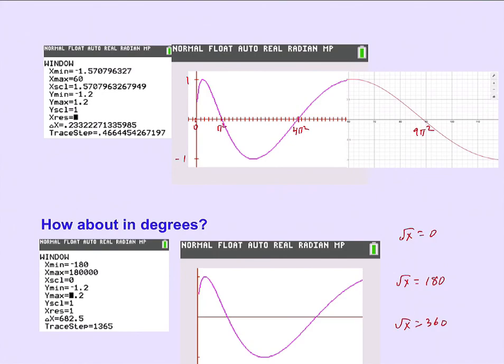Well, when I start squaring those to find the actual x-intercepts, those would be very, very big numbers. 180 squared and 360 squared. We're talking about tens and into the hundreds of thousands here. So that's why I'm not going to use degrees here, because this would have to be such a big number to make it work.